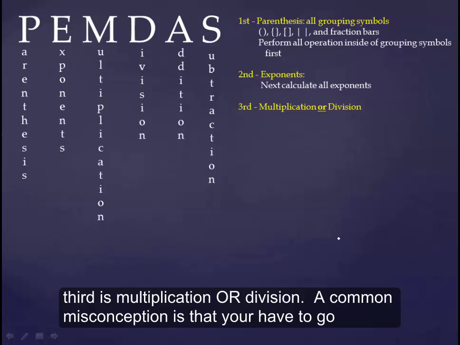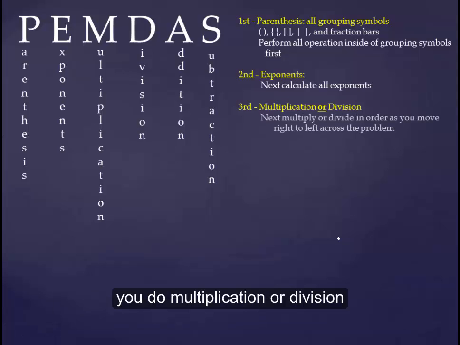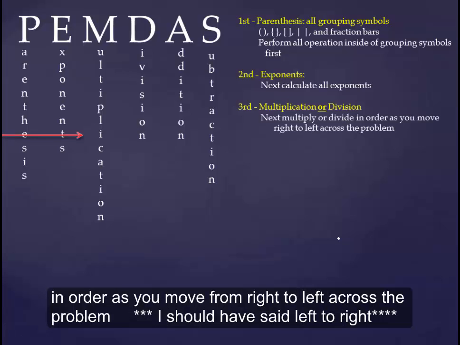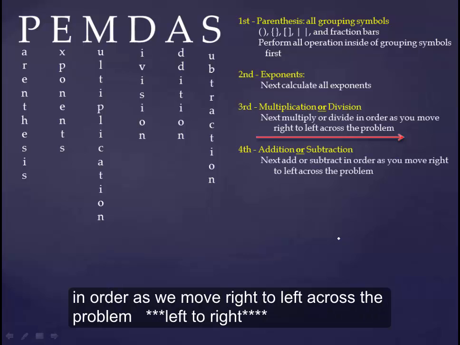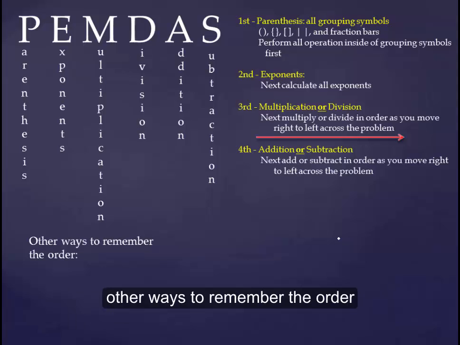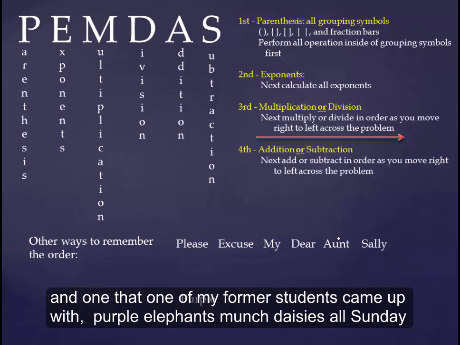A common misconception is that you have to go through and do all of the multiplication first and then go through and do all of the division. You do multiplication or division in order as you move from left to right across the problem. Finally, we add or subtract, again, in order as we move across the problem. Other ways to remember the order: please excuse my dear Aunt Sally, and one that one of my former students came up with: purple elephants munch daisies all Sunday.